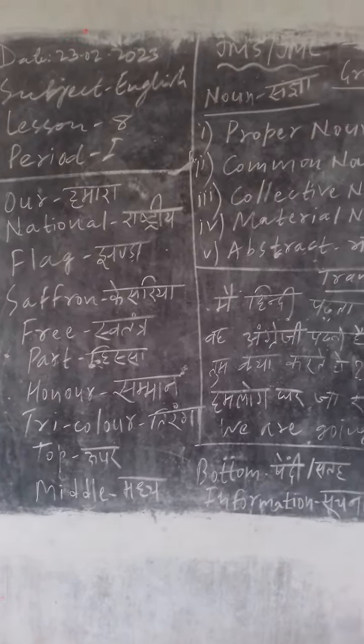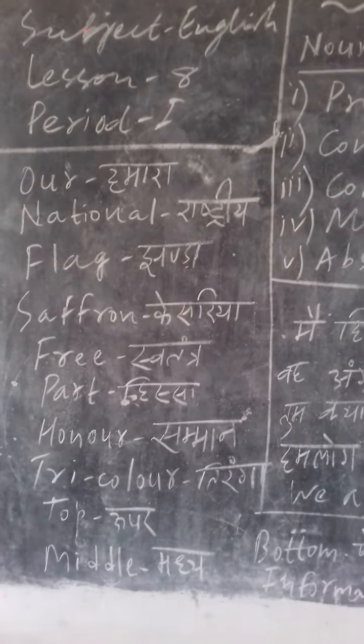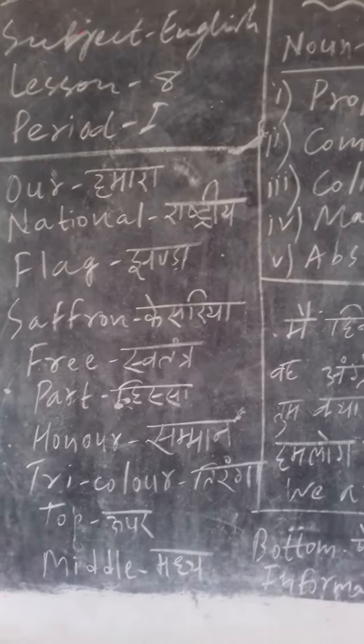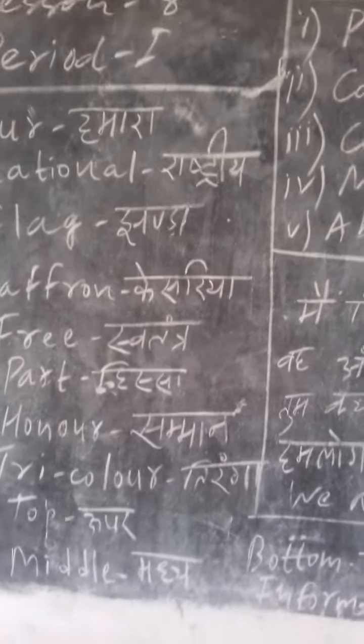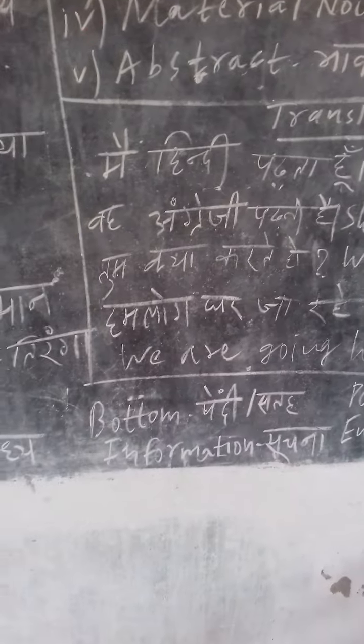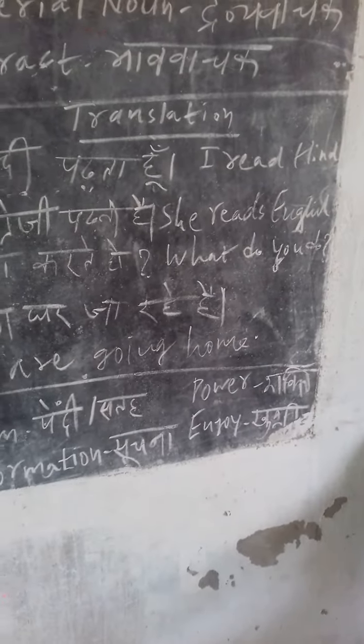See, our national flag, saffron, free, part, honor, tricolor, top, middle, bottom, information, power, energy, enjoy, with their Hindi meanings: hamara rashtriya jhanda, kesariya, swatantra, hissa, samman, tiranga, upper, madhya, pendi, suchna, shakti, khushi, manana.